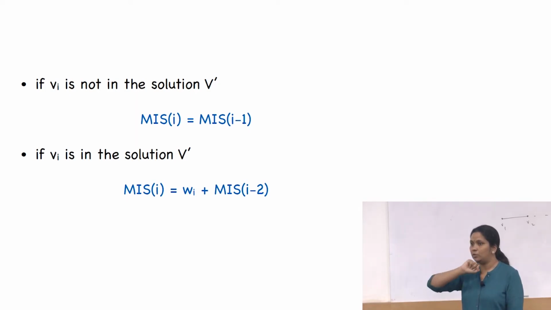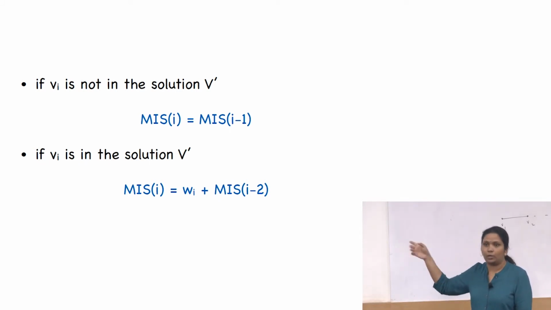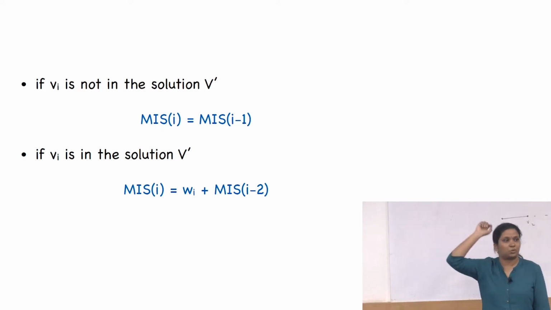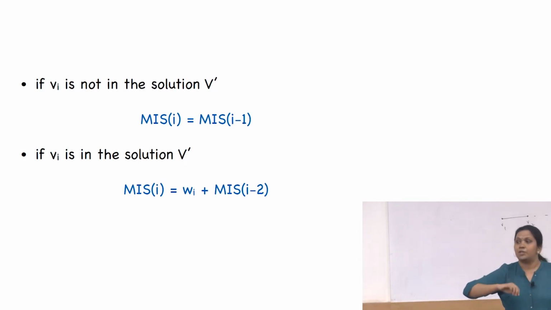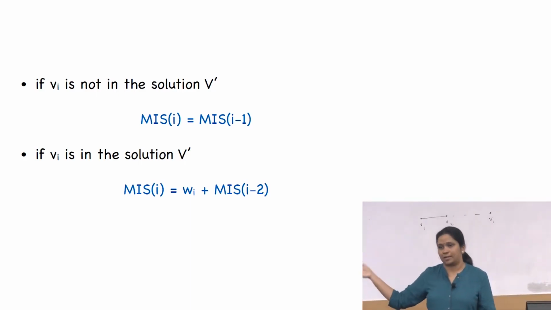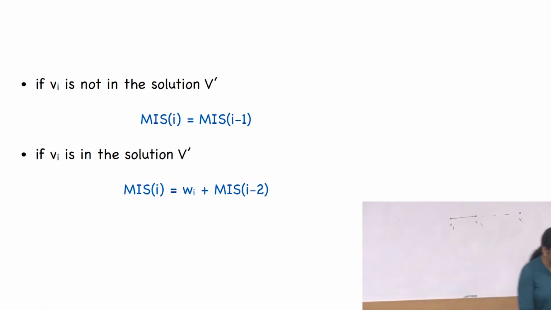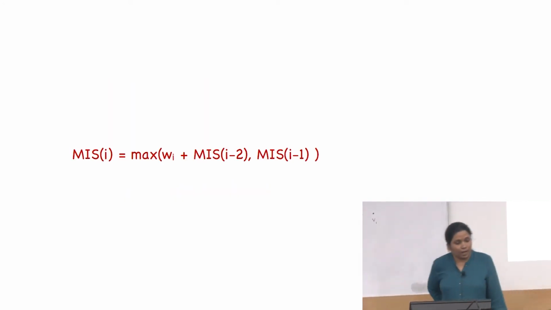How will you choose which one is the correct one? What are you going to do? Pick the bigger one of them, right? You are trying to maximize the independent set, and each of them corresponds to a feasible solution, and one of them is the correct answer. The maximum one should be the correct answer. So now you know that MIS of i is the max of these two values.